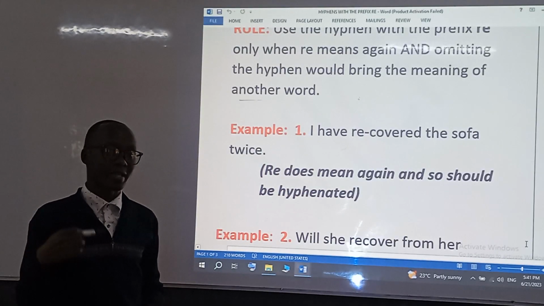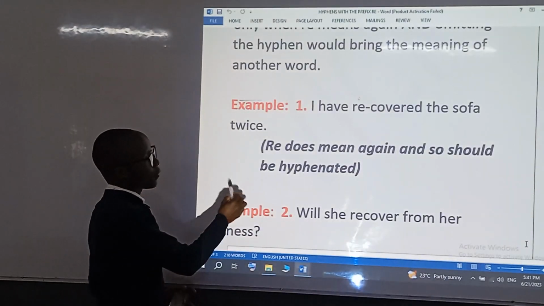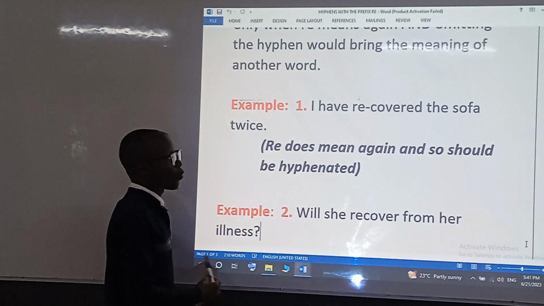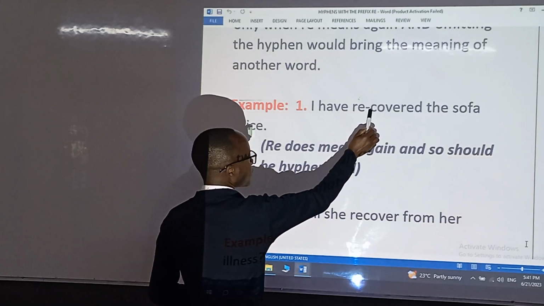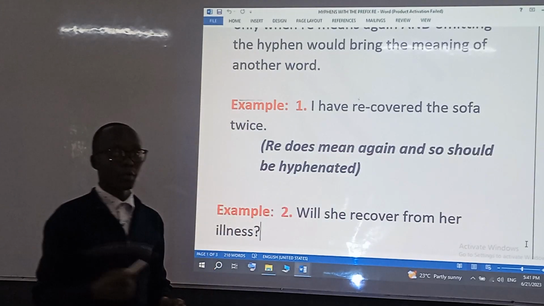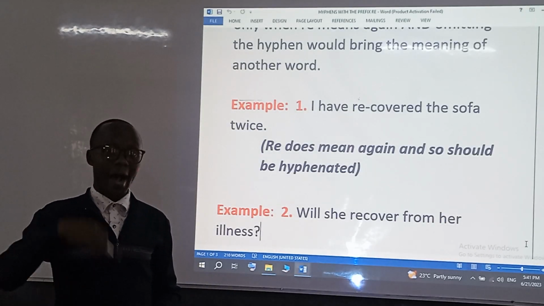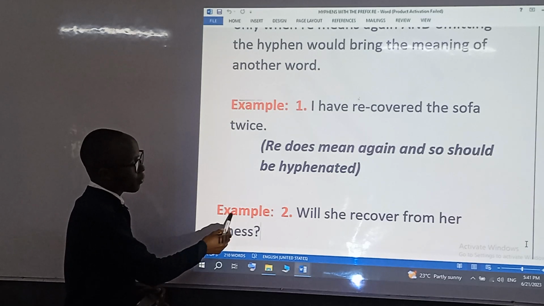There was some covering that had been done earlier, but in this case you are doing it twice. So what are you supposed to do? You are supposed to hyphenate the prefix re with the word covered. So it should be: I re-covered the sofa twice, because it brings the idea or the understanding of again in that particular sentence.